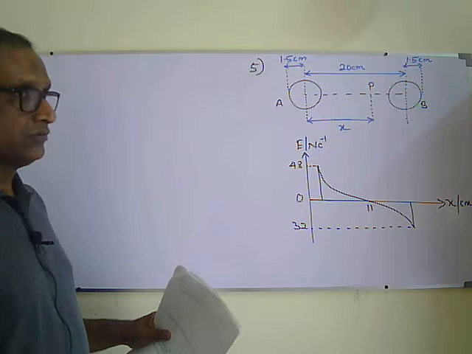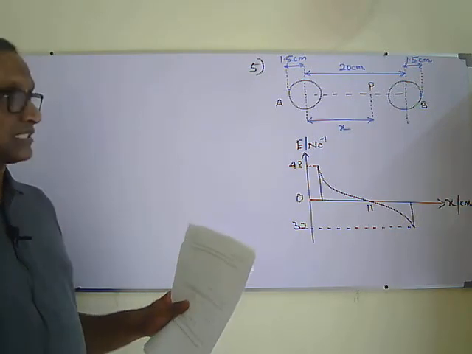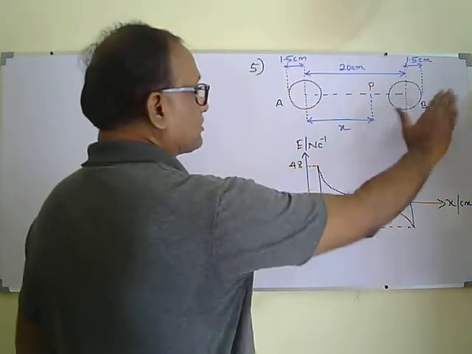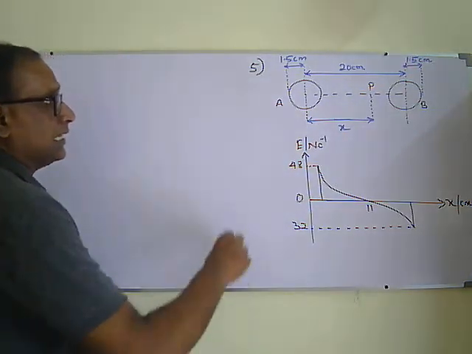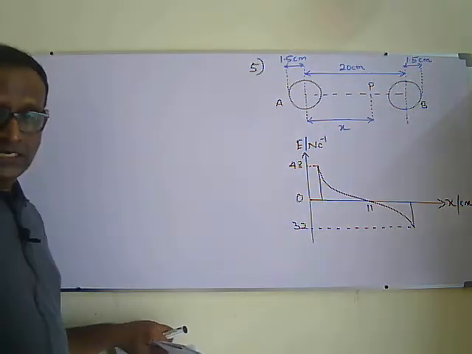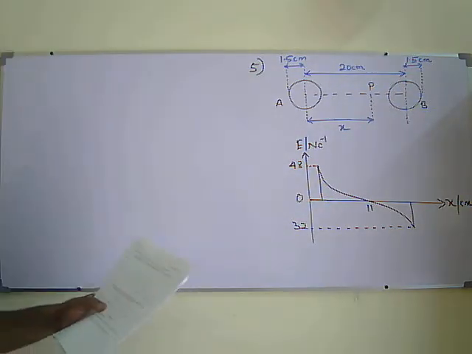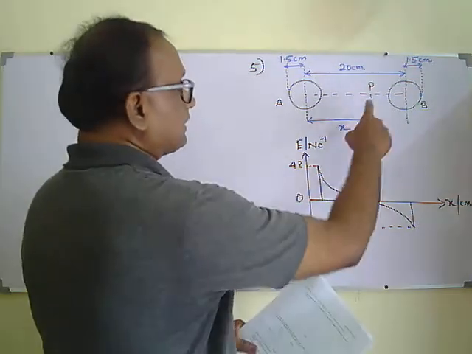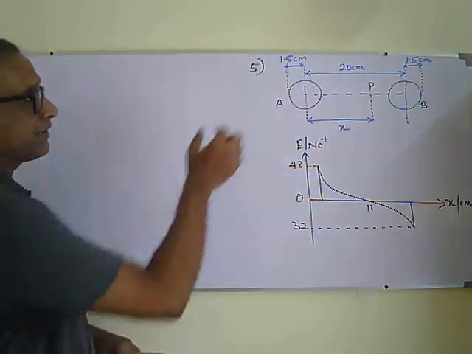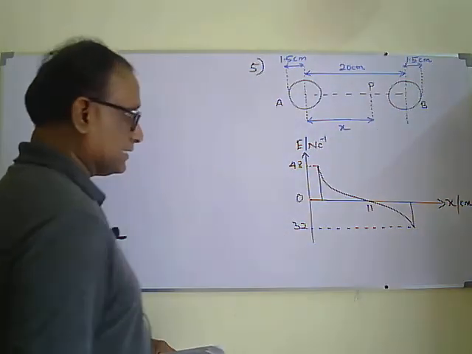Okay, question number 5. Already I discussed 1 to 4 in the previous video. They are saying there are two spheres A and B kept in space and the distance between the centers of the spheres is 20 centimeters. And there's a point P which is measured from the center of A and its distance is x. The radius is 1.5 centimeters.